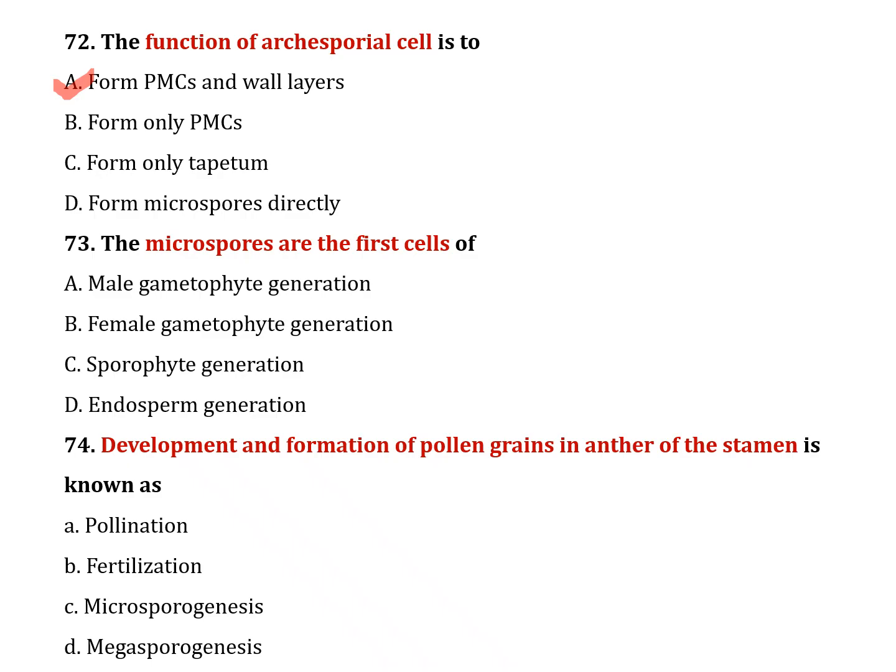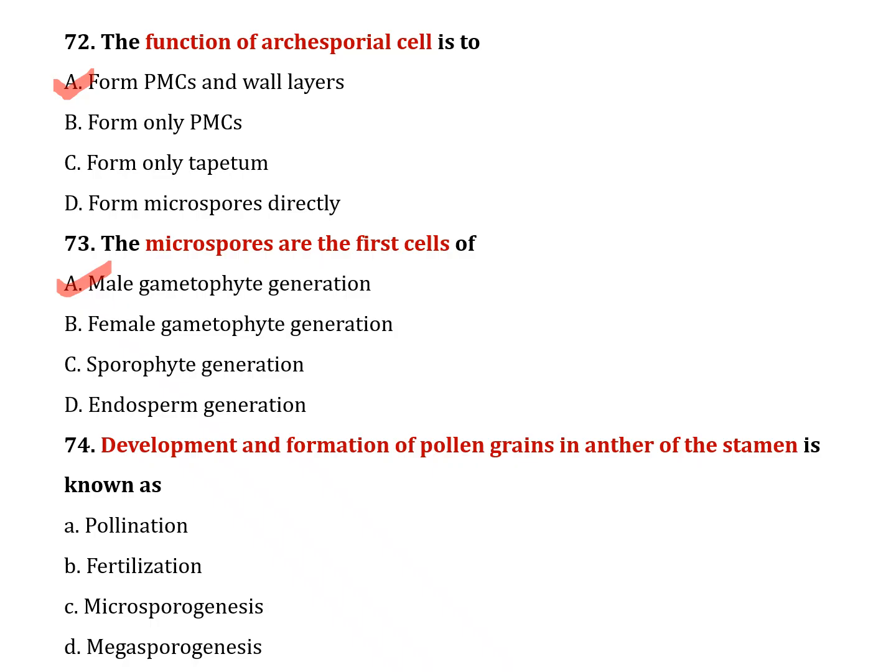The next question, number 73. The microspores are the first cells of: option A, male gametophyte generation; option B, female gametophyte generation; option C, sporophyte generation; option D, endosperm generation. The correct answer is option A, male gametophyte generation.